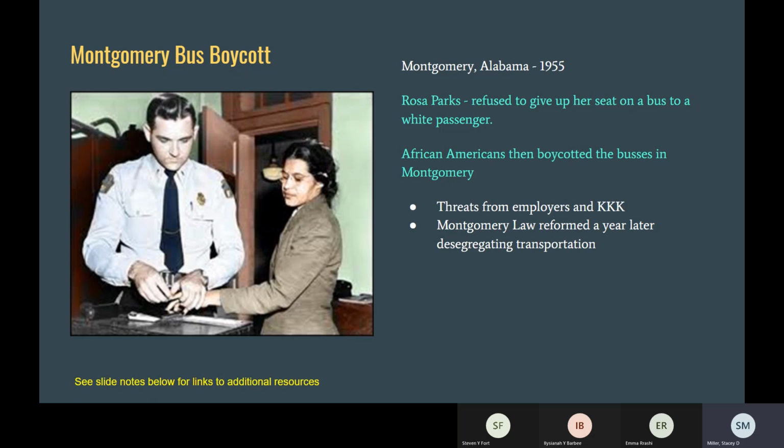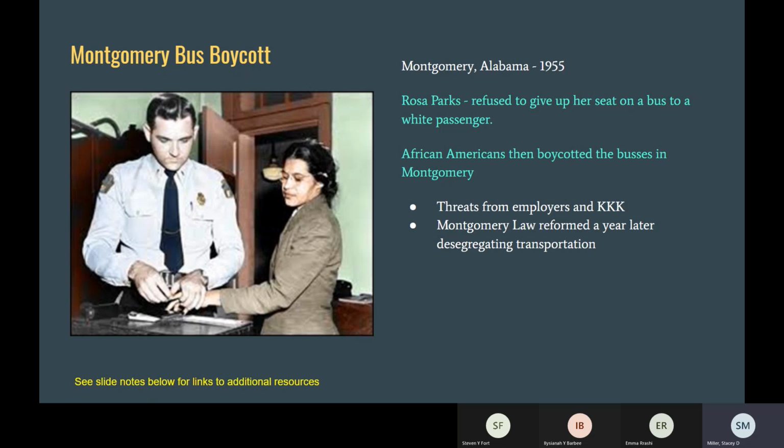But with this, you get things like threats from employers. You get threats from the KKK. You get threats from your neighbors. It doesn't matter. The fact is that racism is so ingrained in culture and society in the United States that you do find that very often.